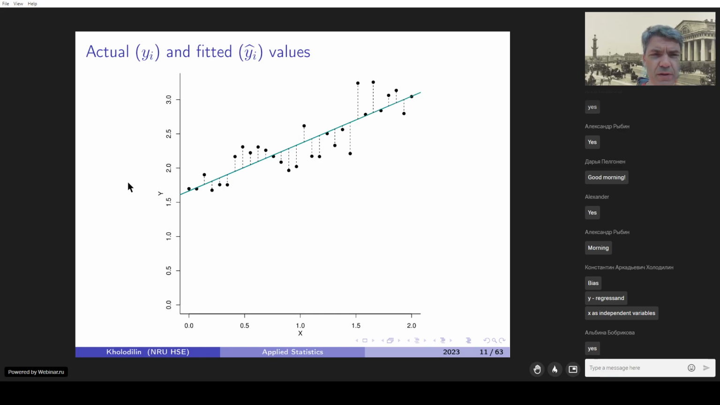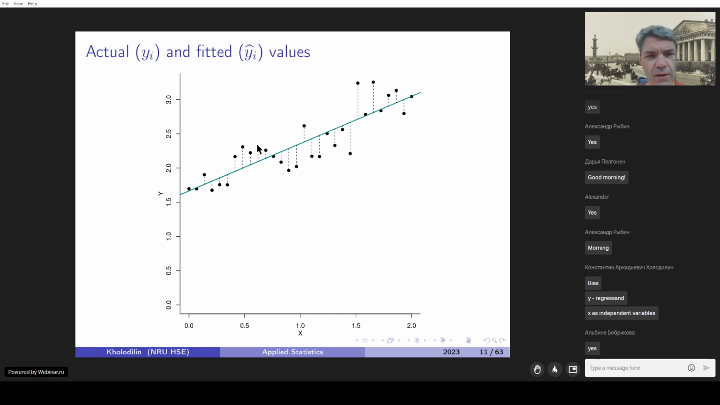Now the green regression line here is not observed, it's estimated. It doesn't exist in reality, it's a product of our estimation. We typically denote the estimated or fitted values as y hat. And y hat is typically beta 0 hat, the estimated beta 0, plus beta 1 hat, the estimated beta 1, times x_i.